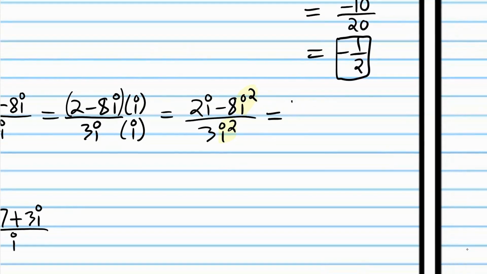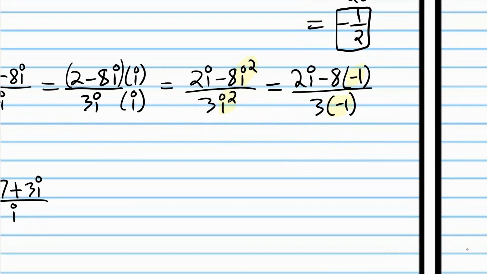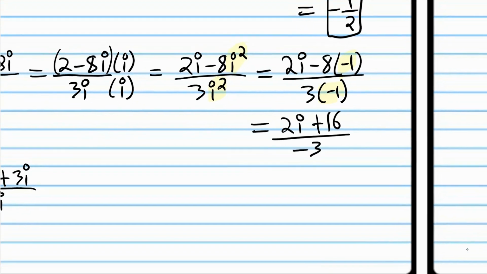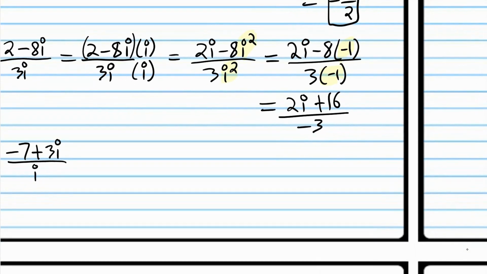So now the bottom, well, first let's do the top. So 2i minus 8 times -1, and the i squared in the bottom is also -1. And you end up with 2i plus 16 over -3. Wait, I'm sorry, not 16. 2i plus 8. And then you can just break it up.